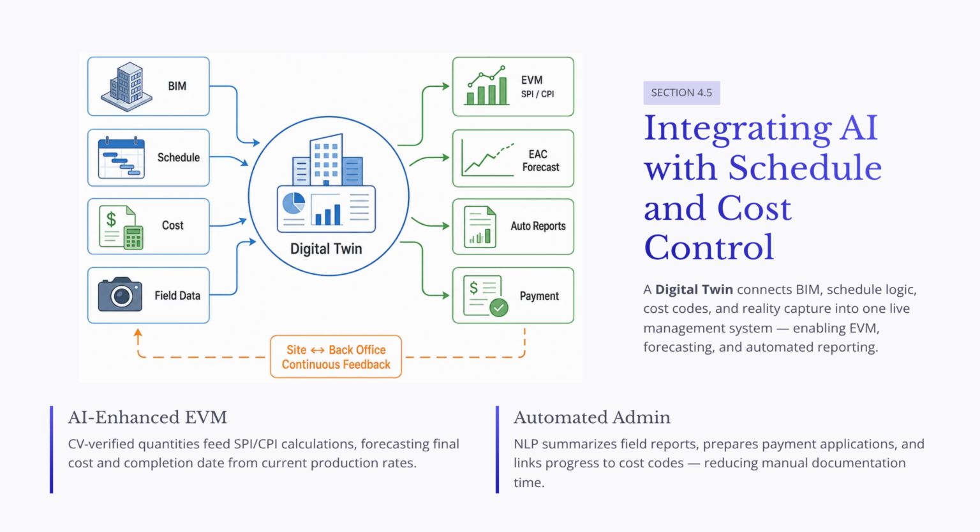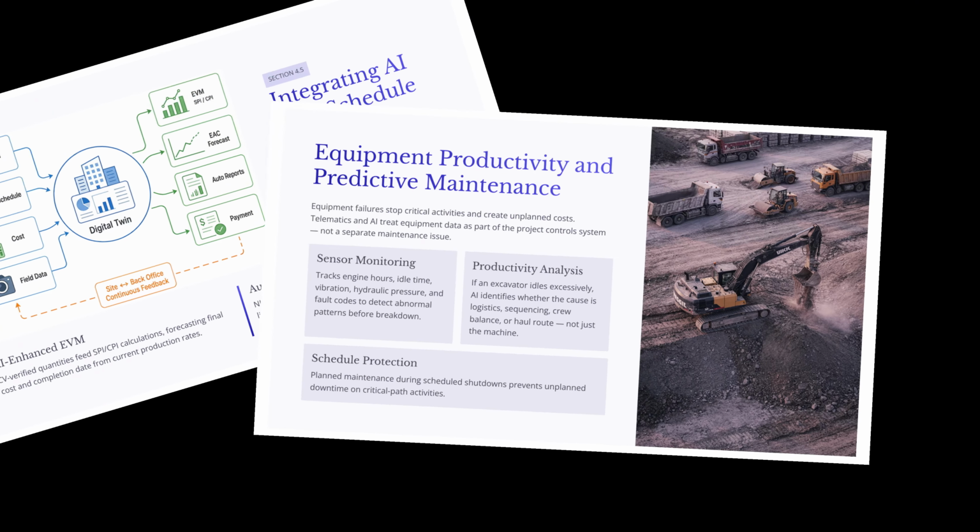AI can also reduce administrative work. Natural language processing can summarize field reports, connect observations to schedule activities or cost codes, and help prepare progress summaries, payment applications, or compliance documentation. The system does not approve payments or make management decisions by itself. Instead, it gives the project team more current and better organized evidence for decision making.